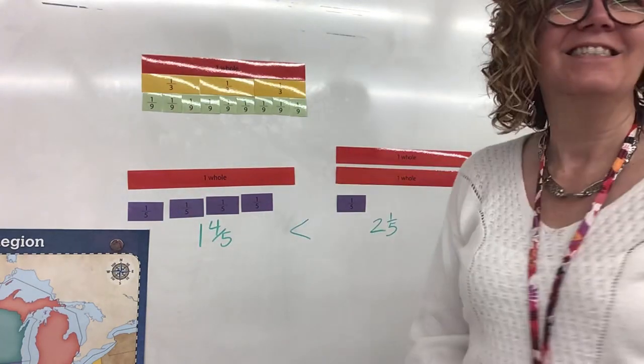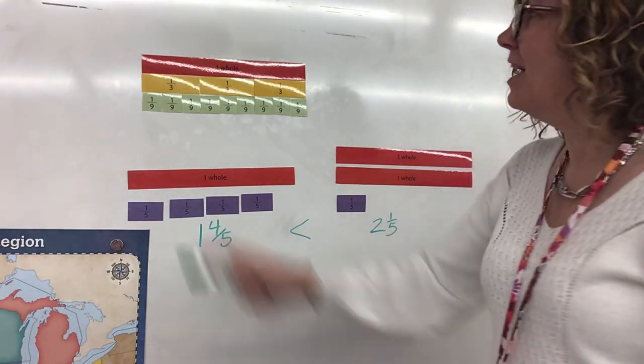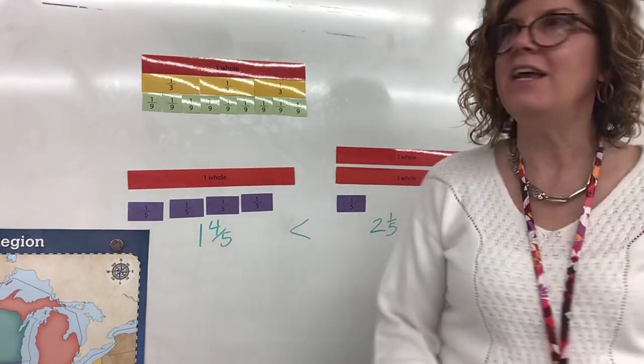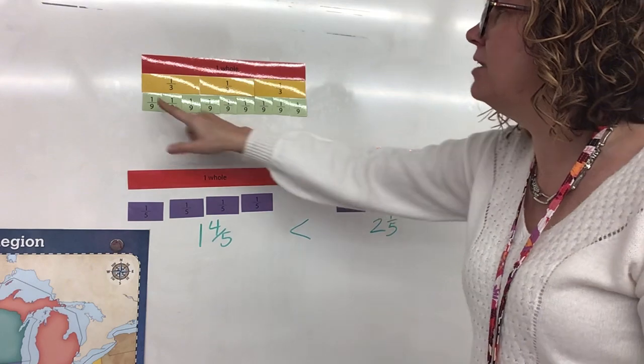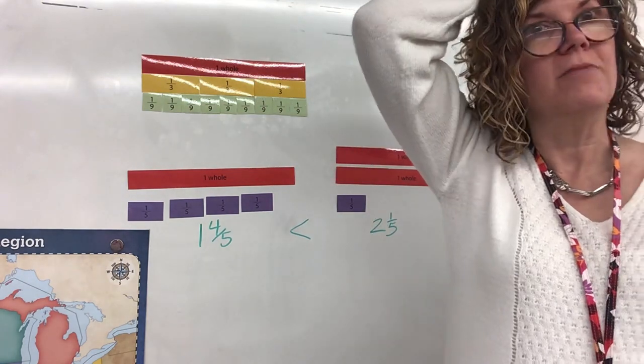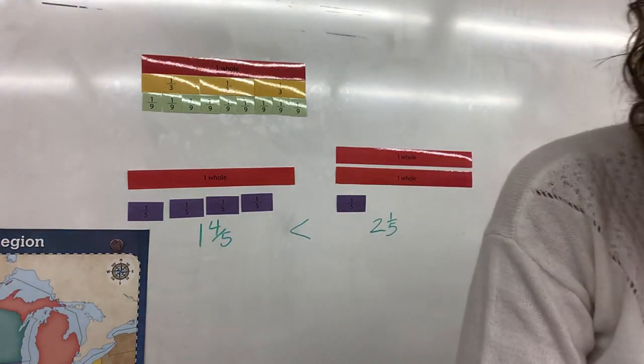No. 1. No. 1 whole bar. 9 ninths is the same thing as 1 whole bar. Okay, if you have taken this bar, 1 whole bar, and divided it into 9 pieces, you'd have to have all 9 pieces to have the whole bar. So 1 whole bar, 9 ninths is equal to 1 whole bar.